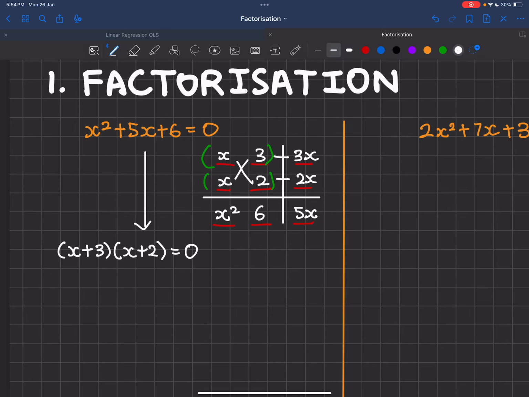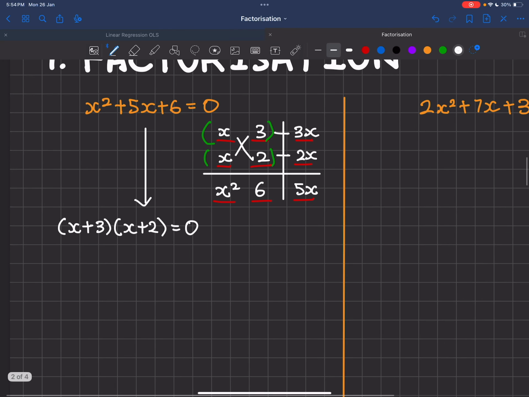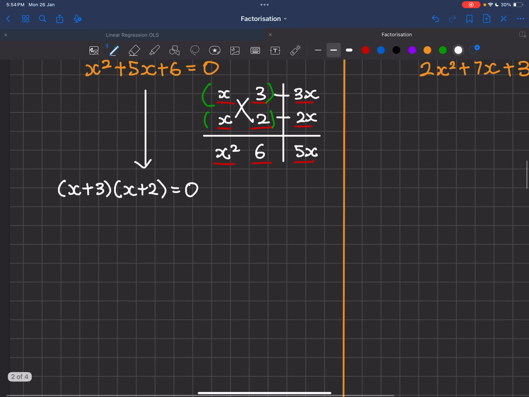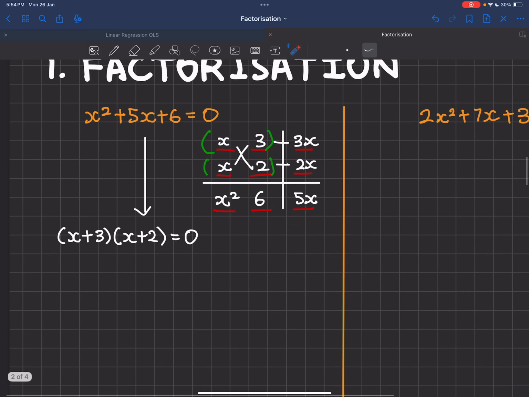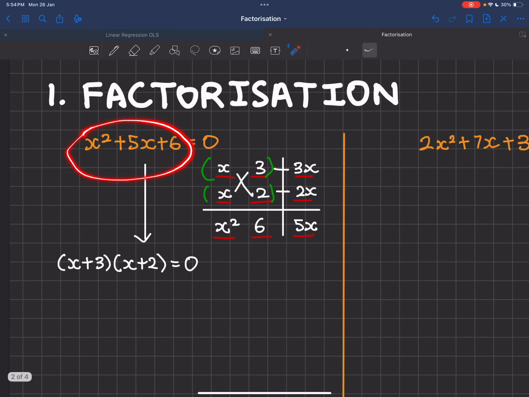So we are done. Or are we done? We're not done, right? What does this actually mean on a graph? Well, this is our function, right? This is our function. We now factorized it to this. These two are equal. And we want the function to be equal to 0.